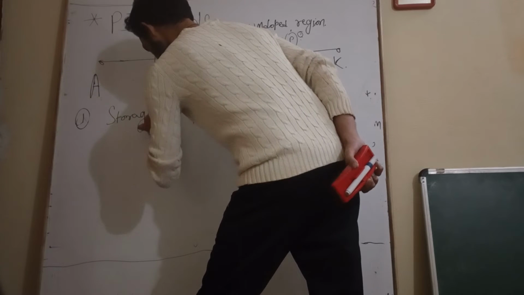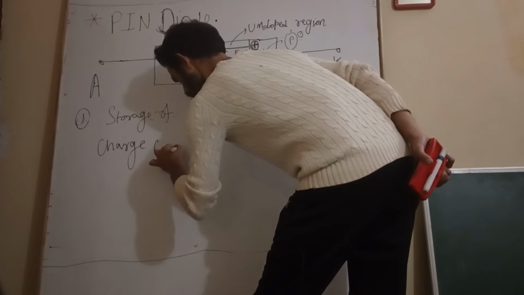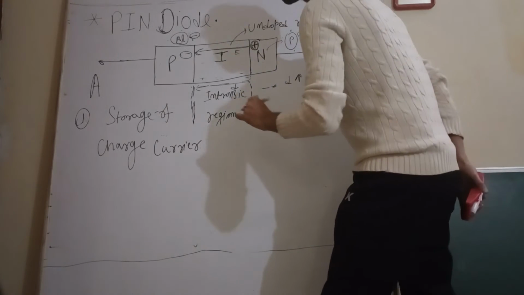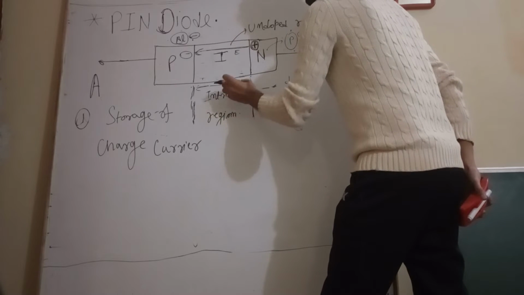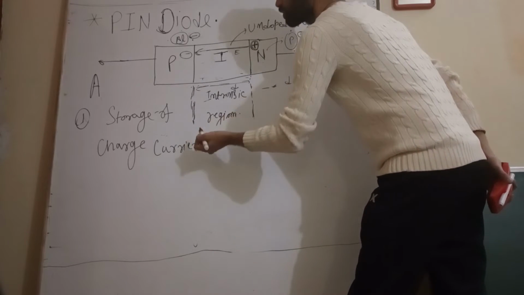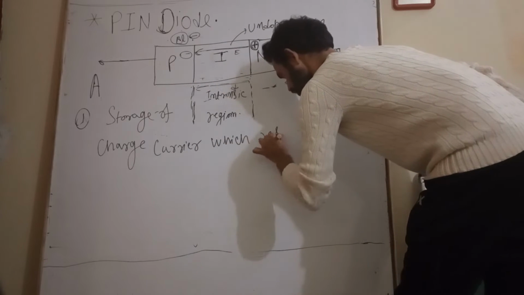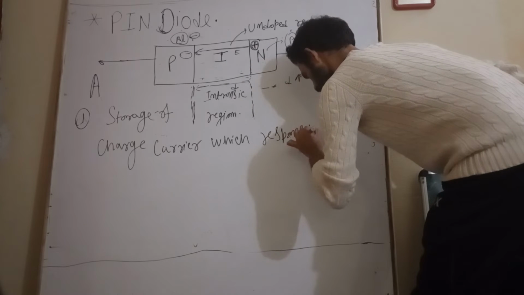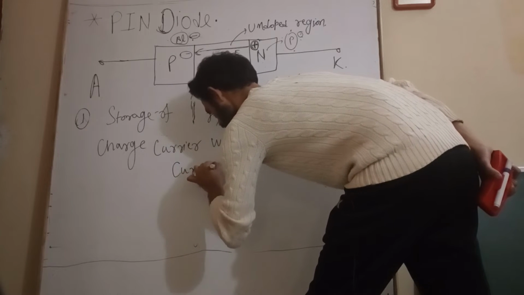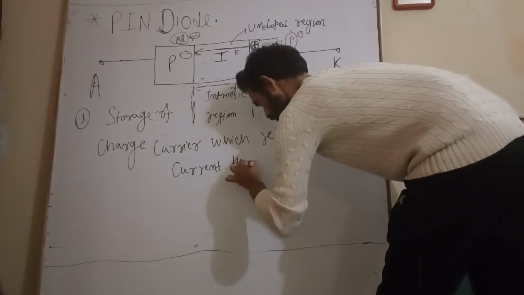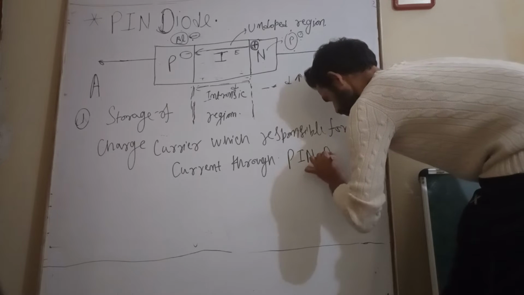The third feature is storage of charge carriers. So this intrinsic region stores the charge carriers which are responsible for current through the PIN diode.